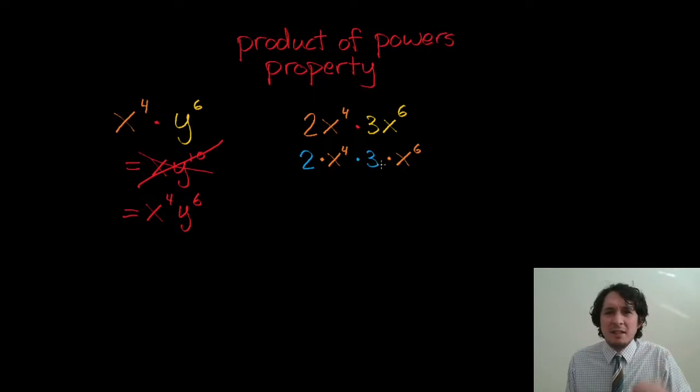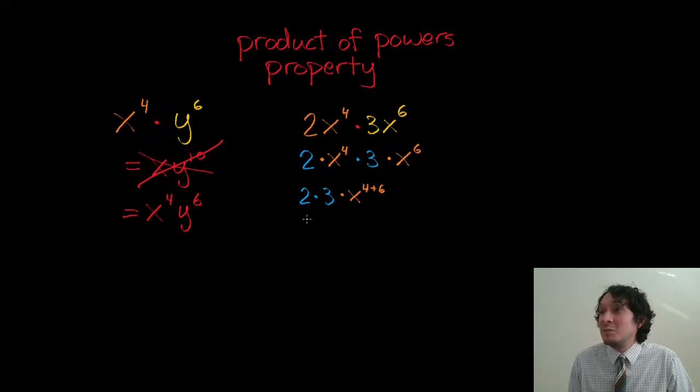I might rewrite it something like this if you wanted to use some color coding here. The 2 and the 3, those are still just being multiplied, right? It's not that the 2 is connected to the x's or the 3 is connected to any other x's. They're all just being multiplied. And so multiplication can be done in any order. So why not just say 2 times 3 first, right? And then we can say also we're multiplying the x's, which since they're the same base, this is going to be x to the power of 4 plus 6. And simplifying this, we get 6x to the power of 10. And this is our final answer.